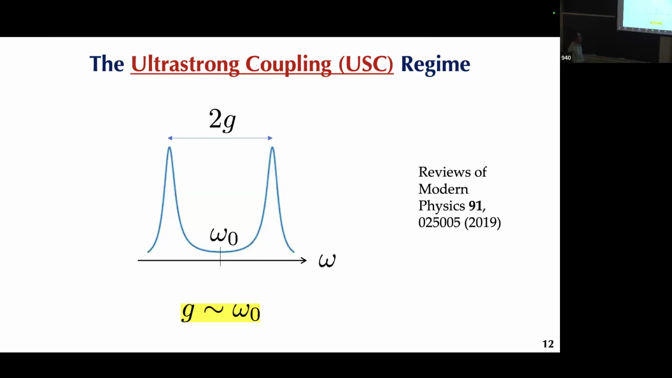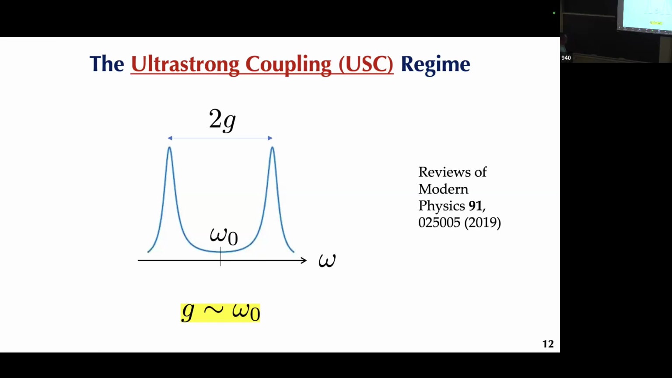So in this regime, many of the standard approximations break down. For example, the rotating wave approximation, the dipole approximation, and even the two-level approximation break down. So when you have other states, all the states become important, because the light matter coupling is so strong. So theoretical calculations are very, very challenging in this regime. So experiments guide theorists in this regime of ultra strong light matter coupling.